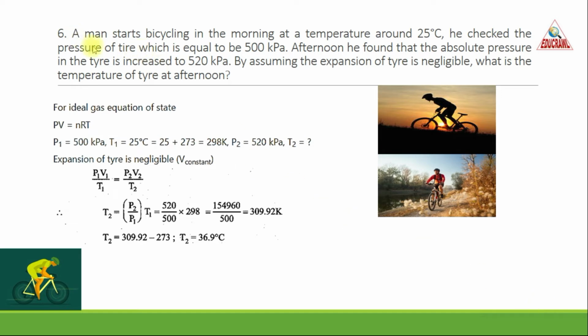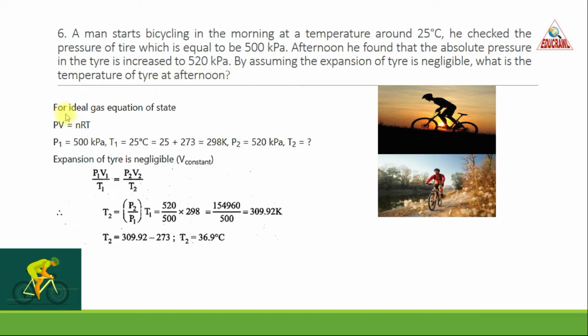The sixth problem. A man starts bicycling in the morning at a temperature around 25 degrees Celsius. He checked the pressure of the tire, which is equal to 500 kilopascal. In the afternoon, he found that the absolute pressure in the tire has increased to 520 kilopascal. By assuming the expansion of the tire is negligible, what is the temperature of the tire in the afternoon?